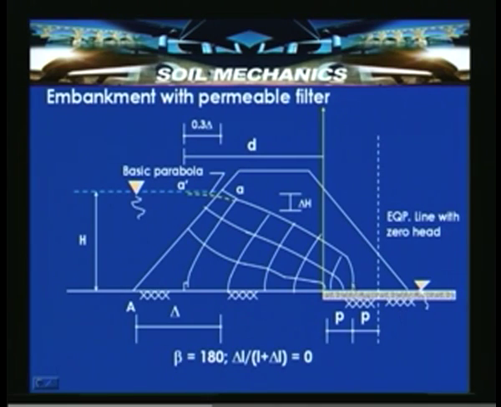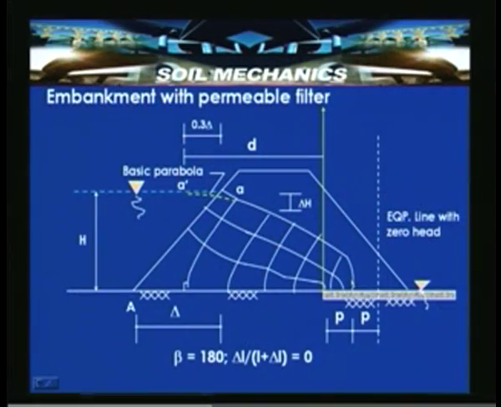Now, the difference from the previous slide is that there is now a permeable filter at the toe of the dam. H is the head on the upstream side now. By using Casagrande's approximation, 0.3 times delta, where delta is the horizontal distance from this upstream point A to the point where this head meets, this point here is approximated as 0.3 delta. So, this particular portion is called a basic parabola.